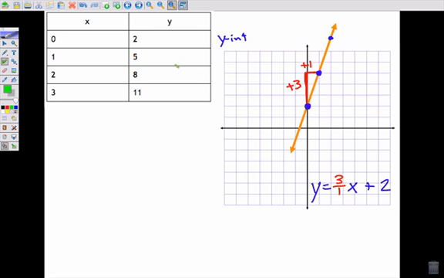And if you remember from our notes, the y-intercept is where x equals 0, and you're looking for what does y equal when x equals 0. All right? So we're looking for what does y equal when x is 0. And when x is 0, y is 2. So we already know that in our equation we're going to have something something plus 2.